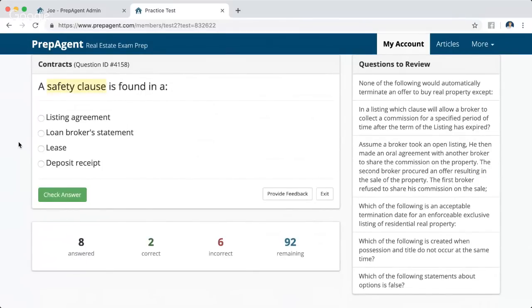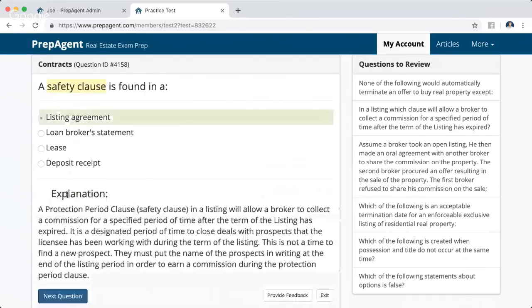A safety clause is found in A, listing agreement, B, loan broker statement, C, lease, or D, deposit receipt. Okay, the answer is listing agreement. This is the same as a protection period clause. A safety clause and protection period clause would be one and the same. We went over this before.